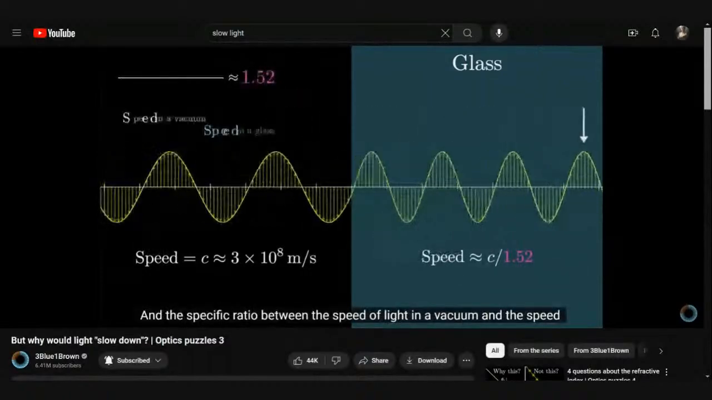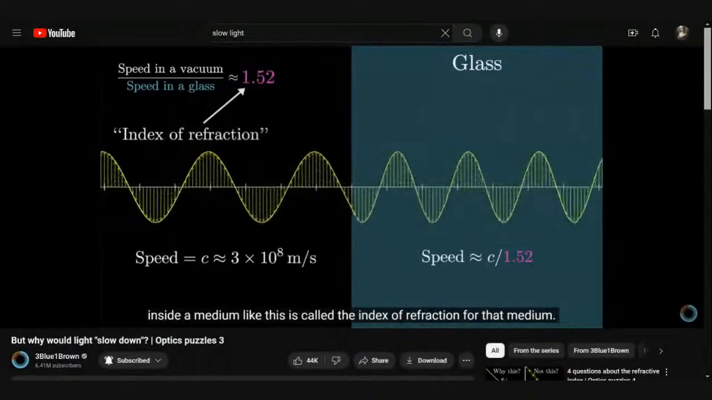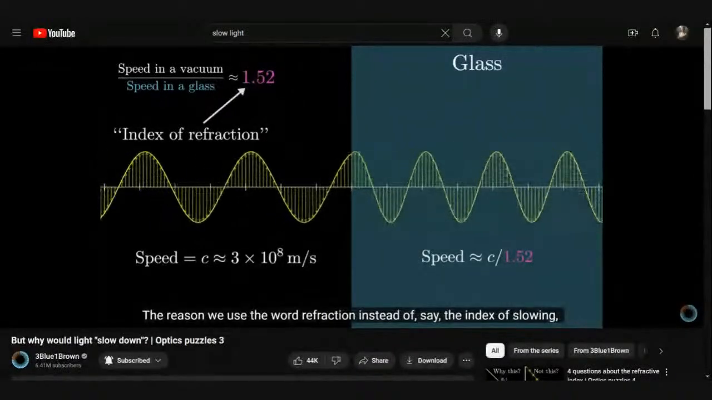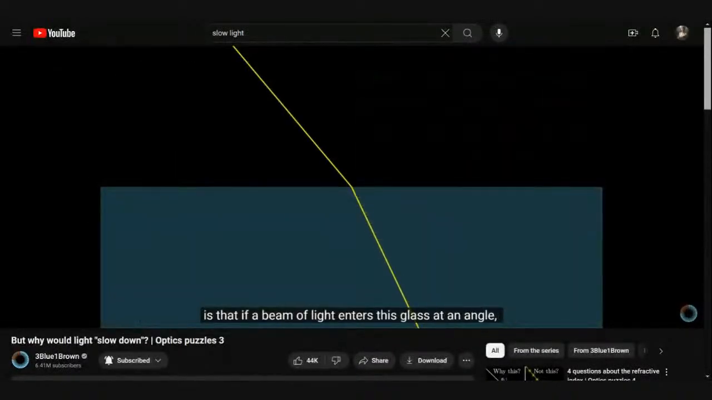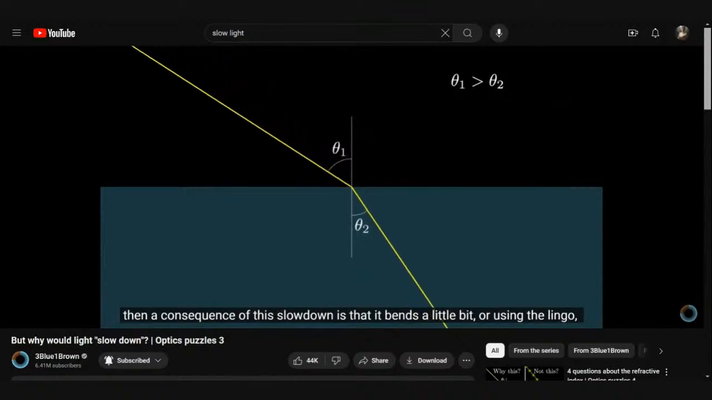And the specific ratio between the speed of light in a vacuum and the speed inside a medium like this is called the index of refraction for that medium. The reason we use the word refraction instead of, say, the index of slowing is that if a beam of light enters this glass at an angle, then a consequence of this slowdown is that it bends a little bit, or using the lingo, it refracts.